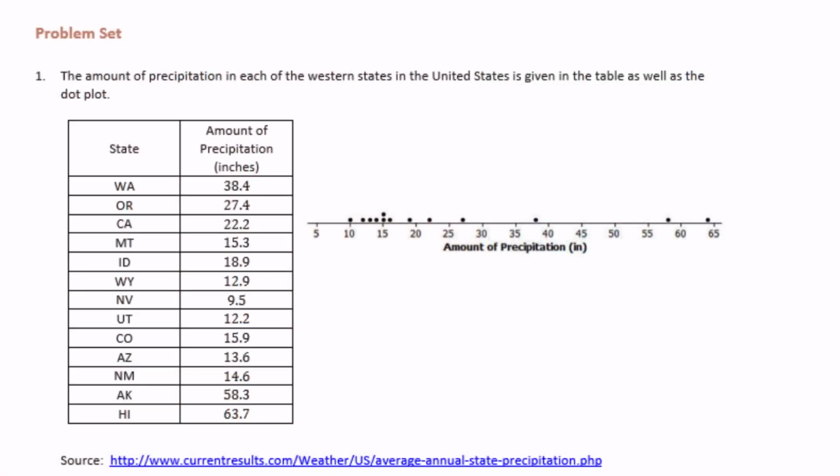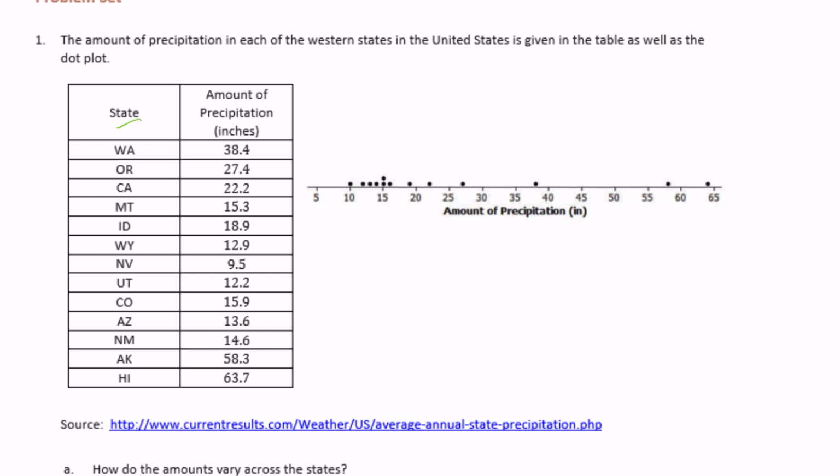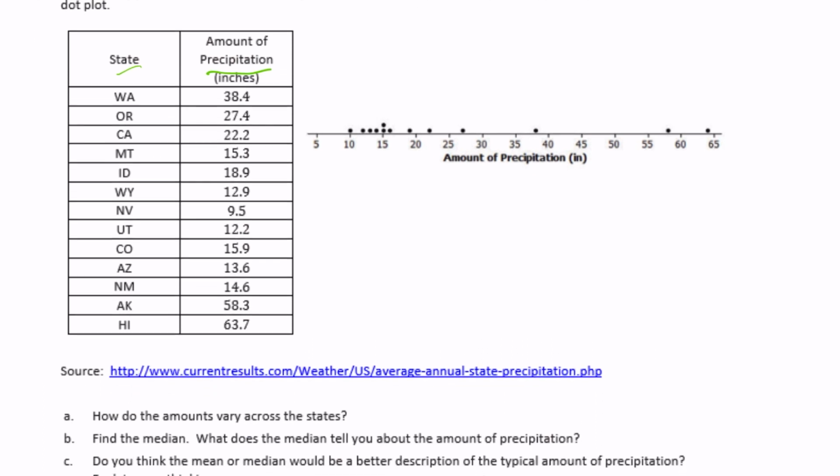6th grade, Module 6, Lesson 12, problem set. Number 1, the amount of precipitation in each of the western states in the United States is given in the table as well as the dot plot. So we have the states, Washington, Oregon, all the way down to Hawaii, and how much precipitation or rain they get every year in inches. So how do the amounts vary across the states?